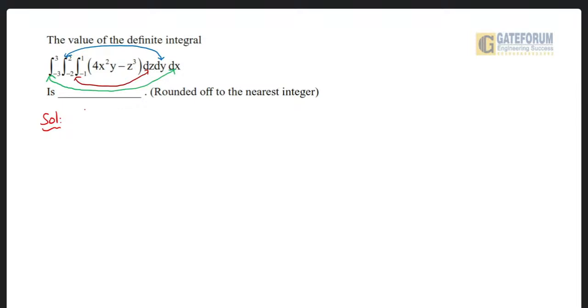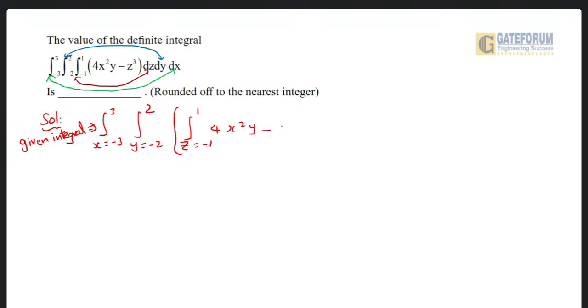Now, these are given. The given integral implies, see, x limits minus 3 to 3, middle y limits minus 2 to 2. First integrating with respect to z between the limits minus 1 to 1, 4x square y minus z cube dz dy dx.